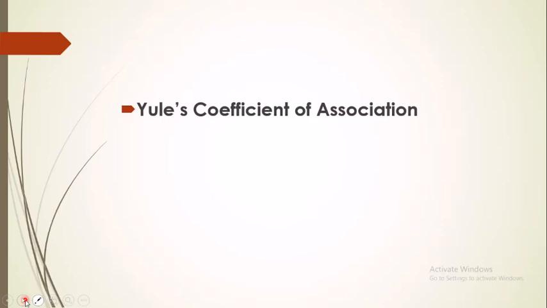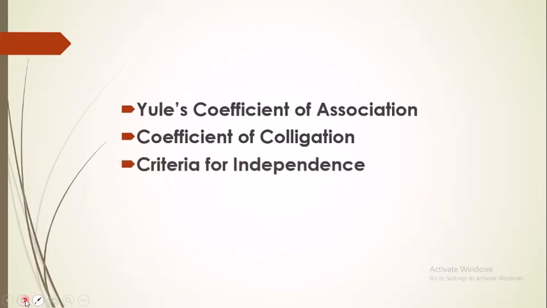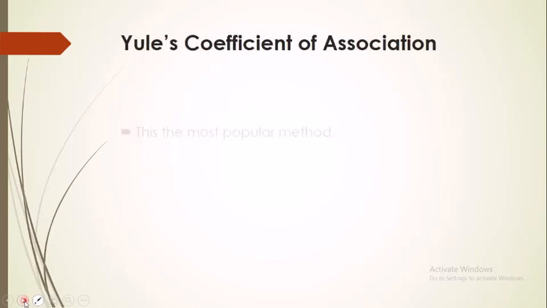Now there are two main methods that come under this method of studying the association. You can use Yule's coefficient of association or the coefficient of colligation. And before that, you should also know what the criteria for independence is. So these are the two methods, and this is the criteria for independence which you should be thorough with. So let's first move on to Yule's coefficient of association.